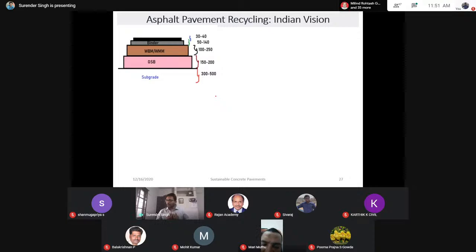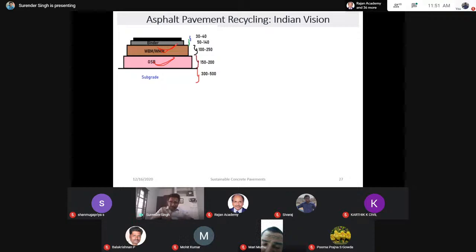Okay, so what should be a good option? Because we have GSB, we have WBM, we have surface layers, we have binder course, right? So if I get this project of converting all the roads of India into concrete roads, which layer should I prefer? Definitely I should prefer GSB and WBM, because here we are using aggregates. We are not using cement, remember this. So if I remove it, I'll get fresh aggregate that I can use.